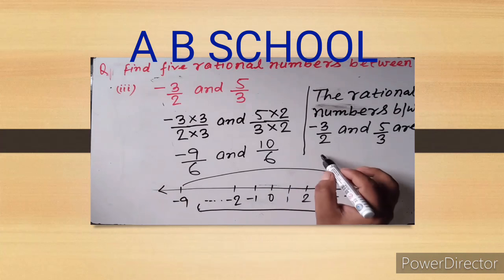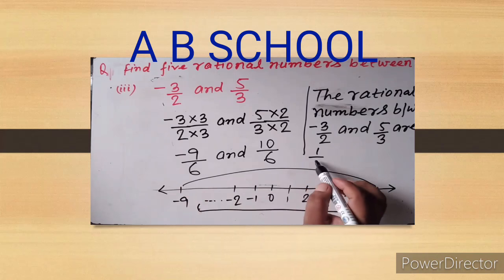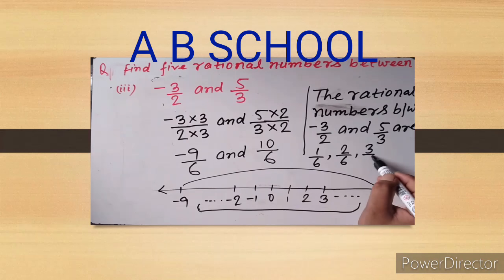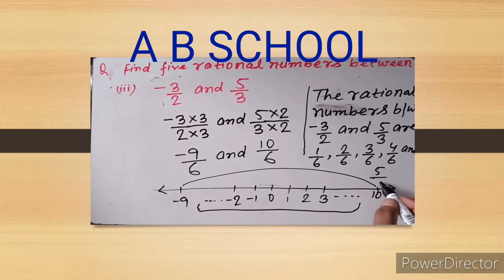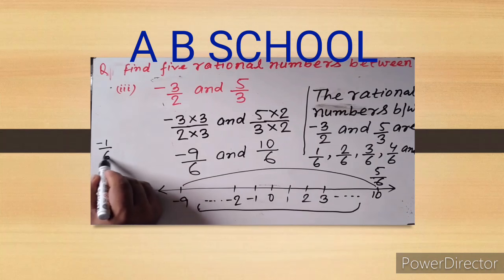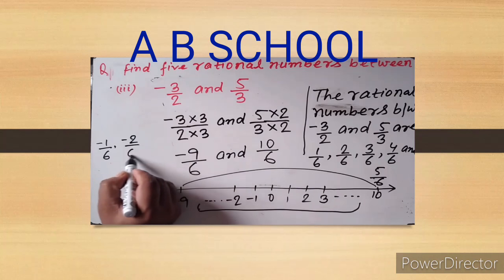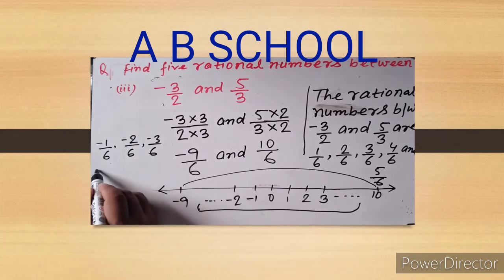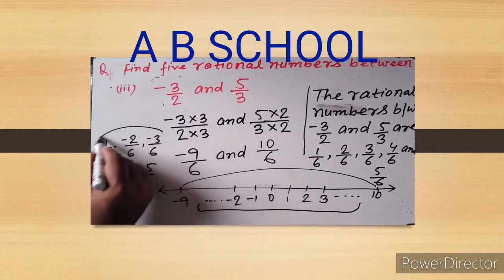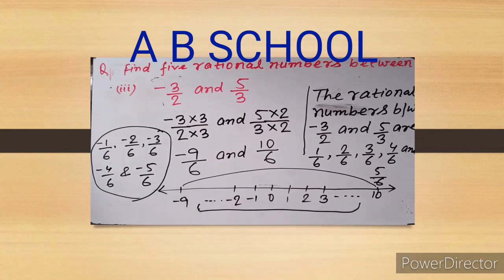I want to take this one, 1 upon 6, 2 upon 6, 3 upon 6, 4 upon 6 and 5 upon 6. If anyone wants to write in negative, you can also write -1 upon 6, -2 upon 6, -3 upon 6, -4 upon 6 and -5 upon 6.